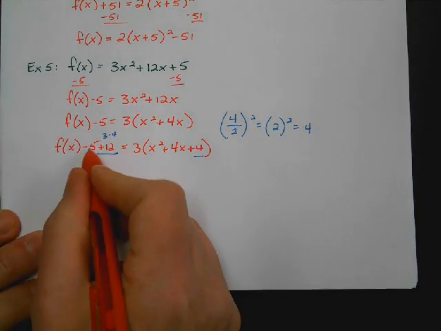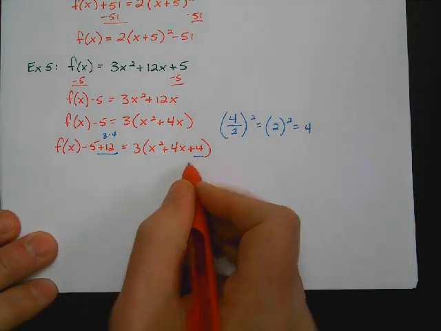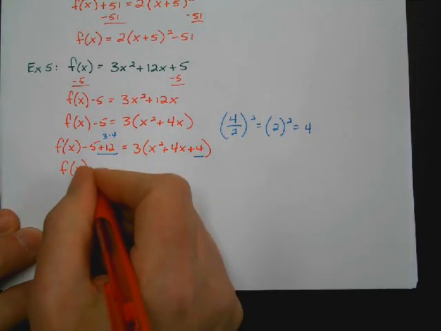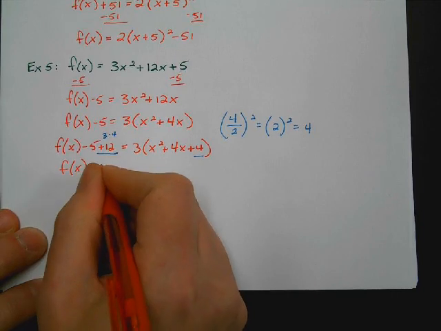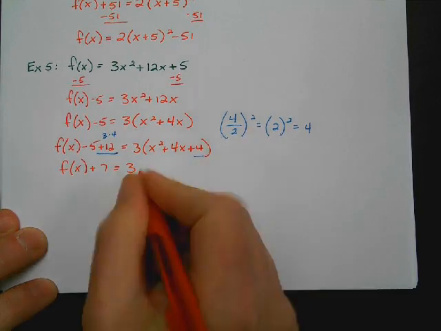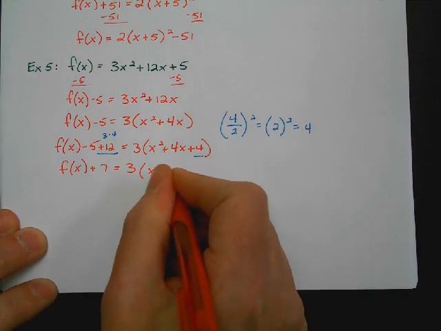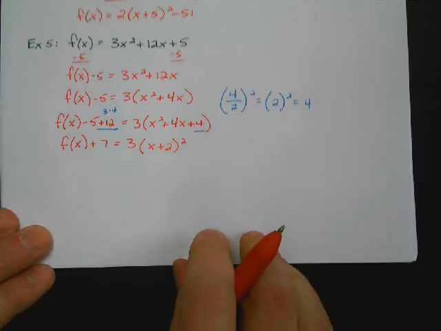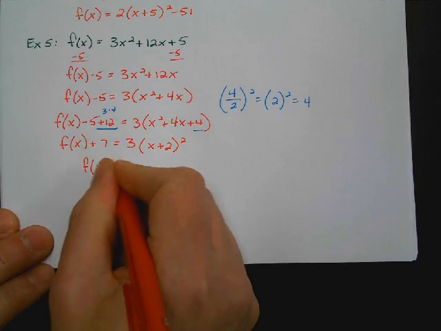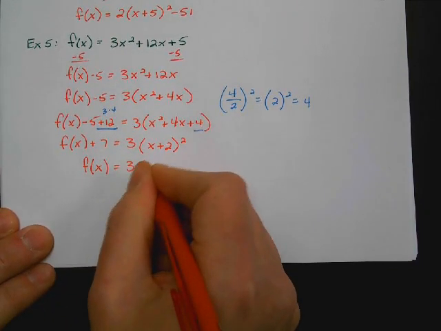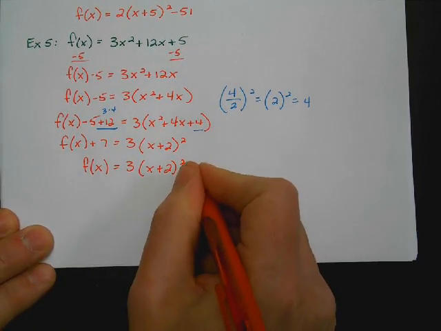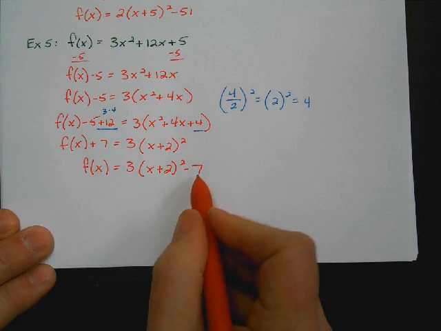All right, so now we're going to simplify and then find the perfect square over here. So we do f of x, and then this is plus 7, equals 3. This perfect square, 2 is the number that we squared, so we get x plus 2 squared. Last step, subtract 7 from both sides. f of x equals 3 times x plus 2 squared. We're going to subtract 7 from both sides. We get negative 7. So our vertex is at negative 2, negative 7.